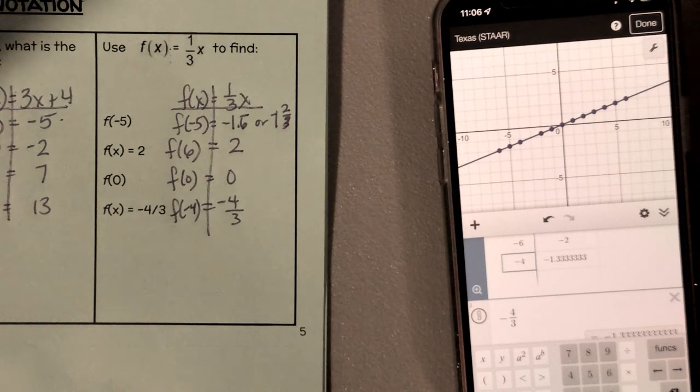So that's all we're doing with function notation. We're going to try not to overcomplicate it, and if you have any questions, let me know.